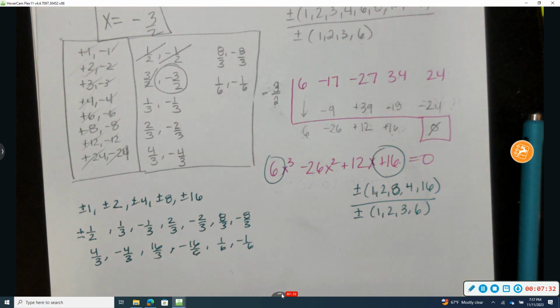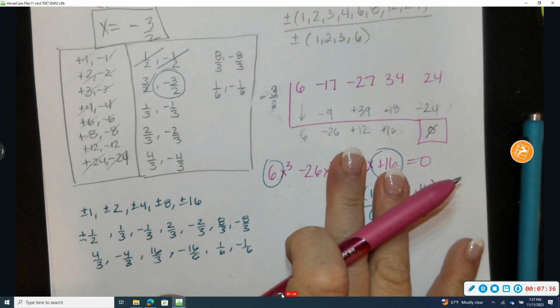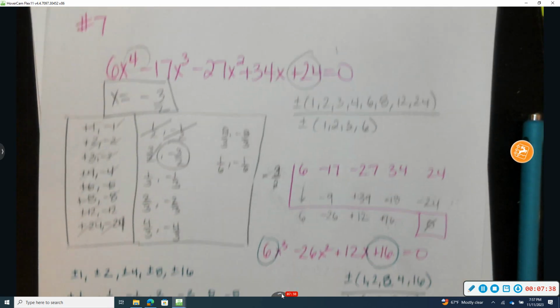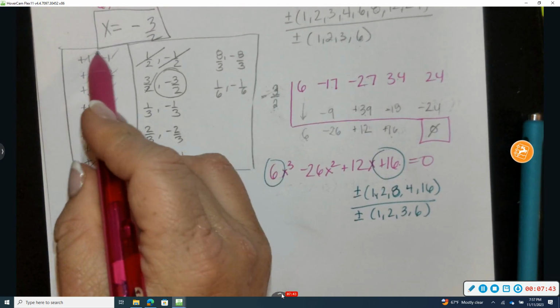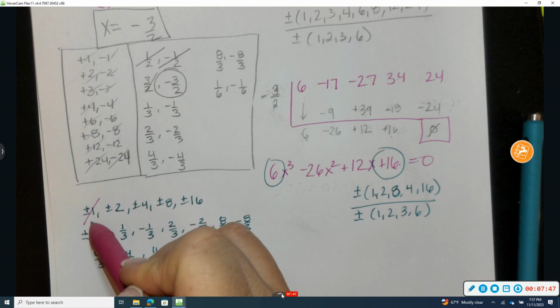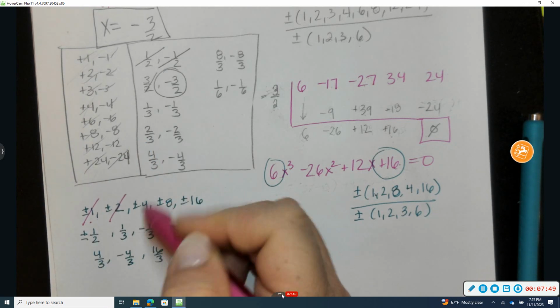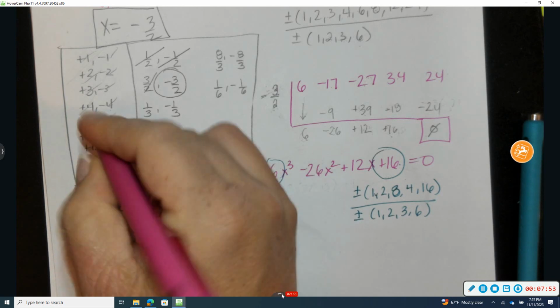And then I get to look up above and I can see, hey, I already tested the ones with the original equation. And this is a sub-equation of that. Well, I've already tested the original and none of these works. That means if 1 and negative 1 doesn't work up there, it's not working here. And 2 didn't work up above. 4 didn't work up above. 8 didn't work above. Okay, 16 was not up there.